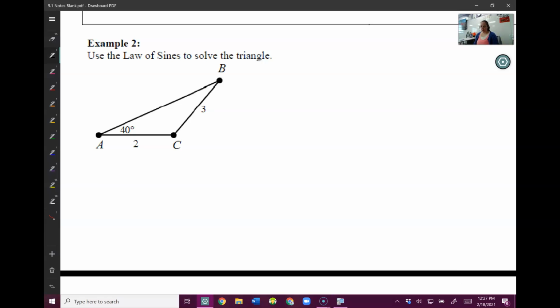Here's capital A. So across from this is going to be little a. Here's capital B. So across from that is going to be little b. And here's capital C. So across from this is going to be little c.